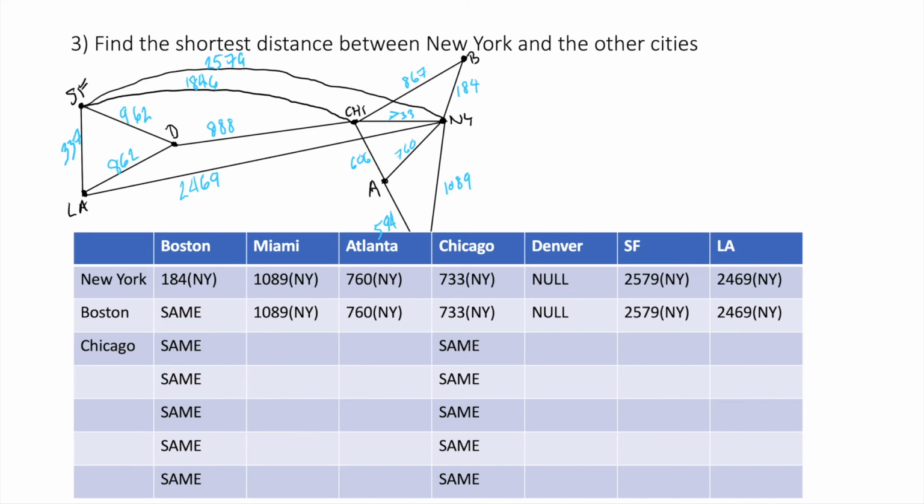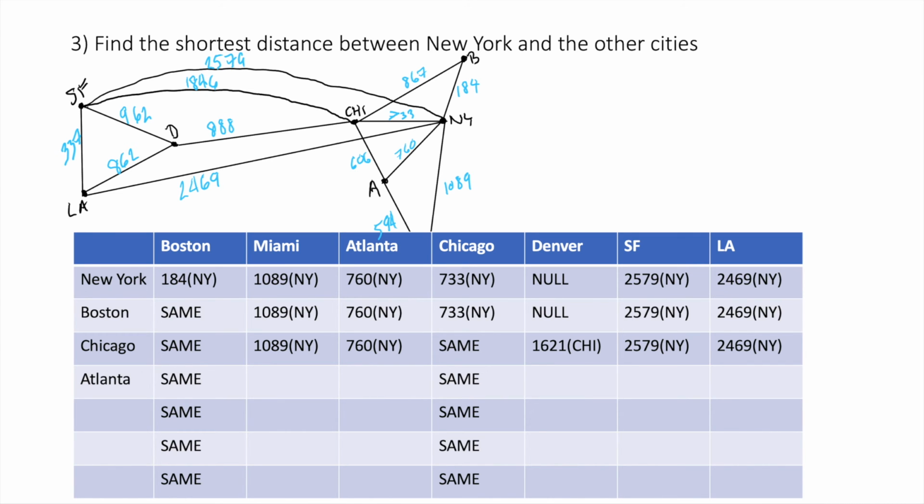Now, using Chicago, Boston will stay the same, and then Chicago will all be the same going down. And then from Miami, it's still the same, 1,089 via New York. From Atlanta, it's still the same, 760 via New York. From Denver, you can make it to Denver now going through Chicago. If you add 733 to 888, that's where you get the 1,621 via Chicago. San Francisco, 2,579, still from New York. LA is 2,469, still from New York.